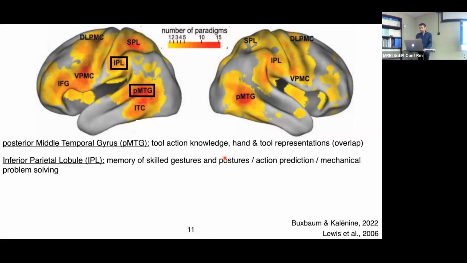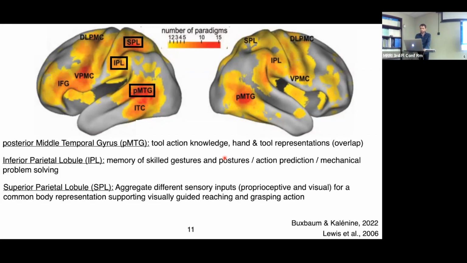Then there is the inferior parietal lobule, which is one of the most critical hubs for tool use, doing many different types of computations. Some that have been suggested and found so far are that this part of the brain might be involved in the memory of skilled gestures and postures associated with tools and tool use, action prediction, and more recently mechanical problem solving. So for instance, if you have to use a tool that you are not very familiar with, you may have to reason about the way you will use it, and that might be one of the functions the IPL is doing.